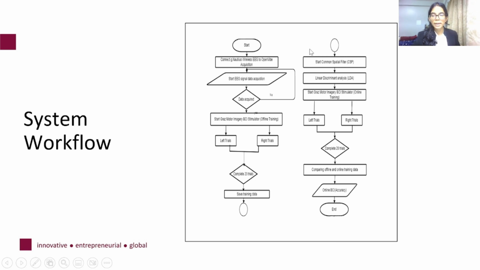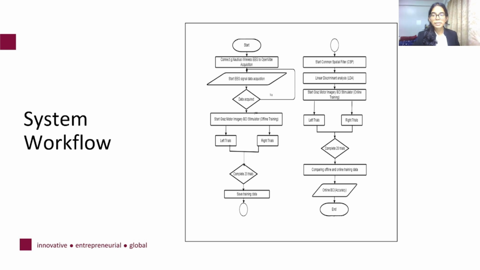The GRAS MI BCI stimulator will be employed in the system architecture of the MI BCI system, which produces two commands, the left and the right target classes. For one command, the number of trials or repetitions each run will be recorded as 20. While the online test includes feedback, the offline training involves measurement without it.